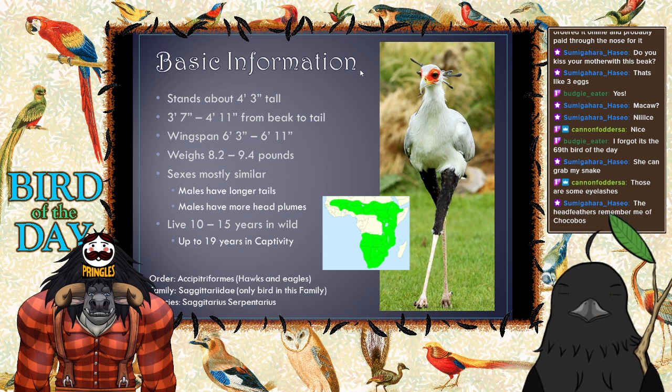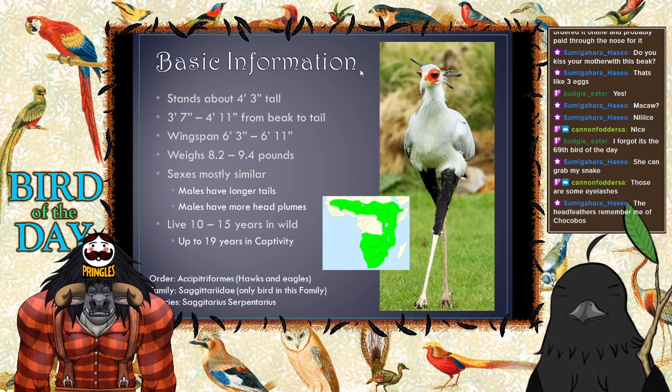The males and females are mostly the same. They have the same coloration on their face. The males' tails are slightly longer, and those little feathers, the plumes on the side of the head, males tend to have a few more of those on average. But other than that, they're pretty much the same size, with the same behaviors.